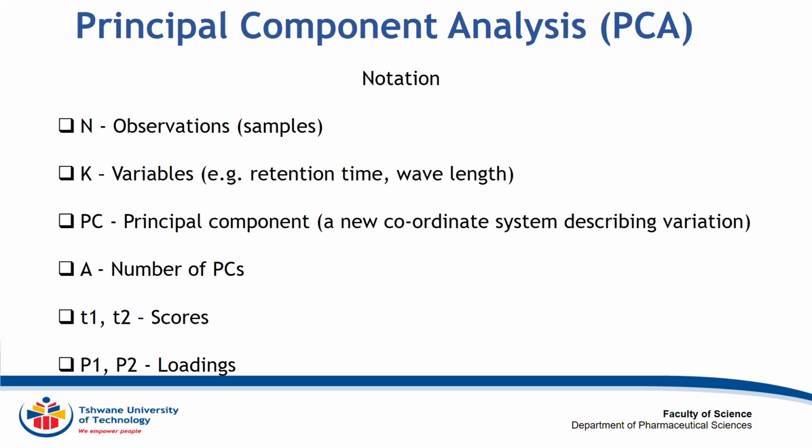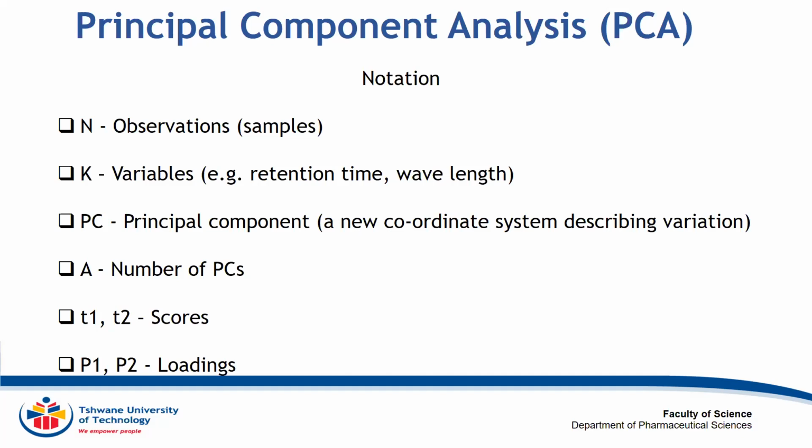So there's certain notation that is used in PCA. This is common, I think, in most software, where when you put your data in the software, N refers to the observations, which are the samples that you're analyzing. This is just so that when we start doing the demonstration, we are well aware of what is happening there. And then K represents the variables, which can be your retention time if you have your chromatography data, or wavelengths or wave numbers if you have your spectroscopy data. And then there is PCs, which refers to the principal component.